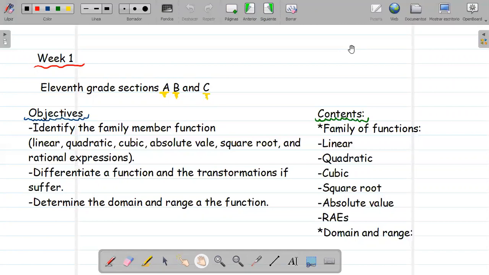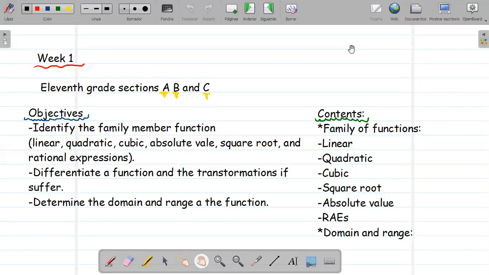Another objective is that I want us to differentiate a function and the transformation that it suffered. Okay, it suffered some transformation. You will see how that is with some examples I prepared for you, and that way we can conclude a pretty good idea of function. Okay? So it's pretty easy.